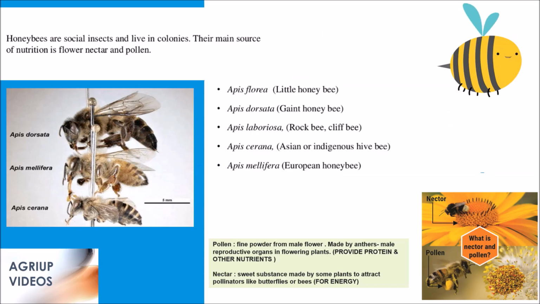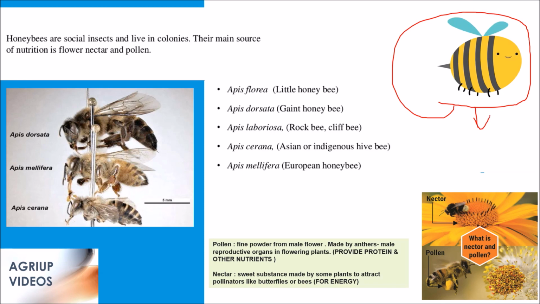So let's begin. First of all, honeybees are considered a social insect and they prefer to live in colonies. If we talk about nutrition, their two major sources of nutrition are one, nectar, and second, pollen. Pollen is helpful in giving them proteins and nutrients. Along with that, nectar is very helpful for providing them energy.